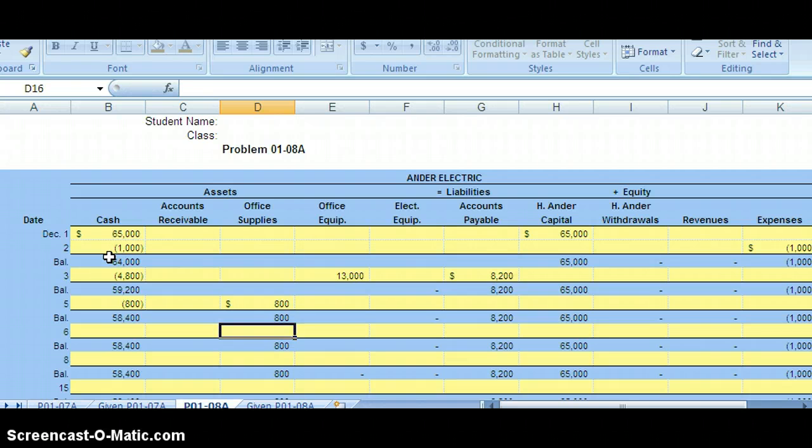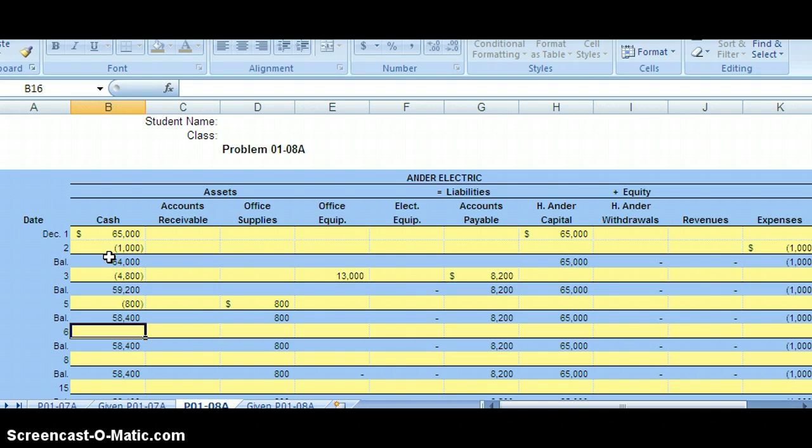One thing to note, not all transactions are going to affect both sides of the equal sign, meaning assets may very well be the only side of this equation that's affected. So what we're doing here in this case is we're shifting from one cash account or one asset account to another, in this case office supplies. And again, the accounting equation still works. So we are moving money from one asset to another, and the transaction is complete.